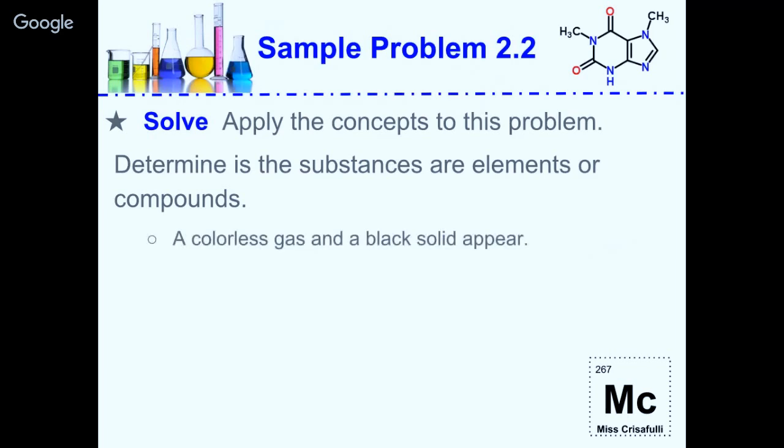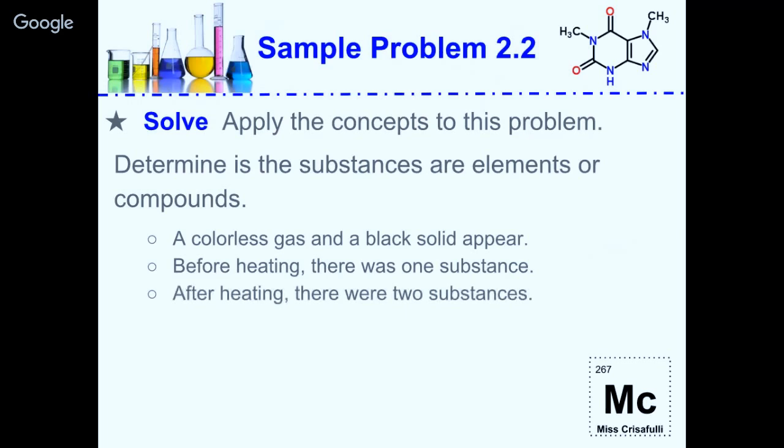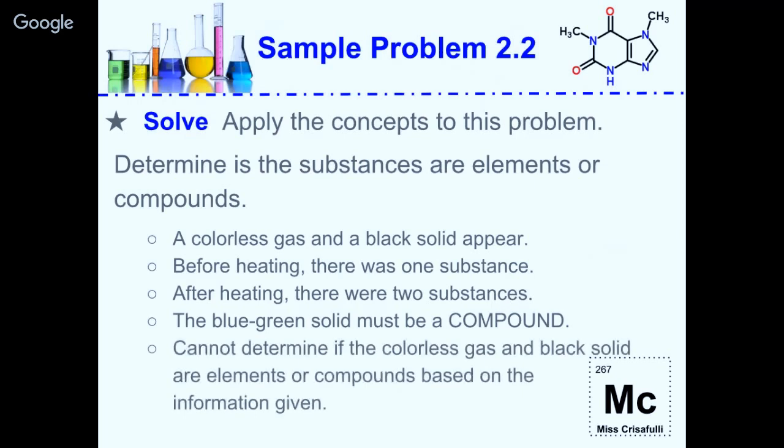Well, a colorless gas and a black solid appear. So before heating, there was one substance. And then after heating, there were two substances. So what can we determine from this? We can determine that the blue-green solid must be a compound because there was only one substance before we heated it, and then we created multiple substances after we heated it. So that means that the blue-green solid must be a compound. However, we cannot determine whether or not the colorless gas and the black solid are elements or compounds based on the information given. We would need a little bit more detail.